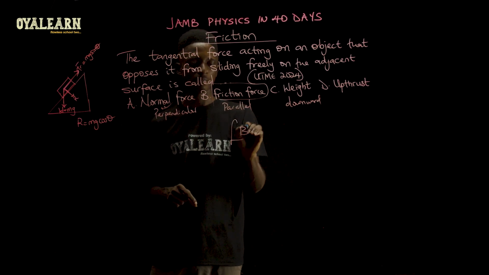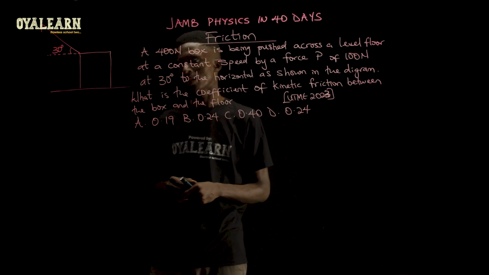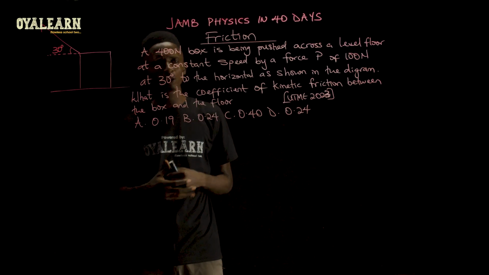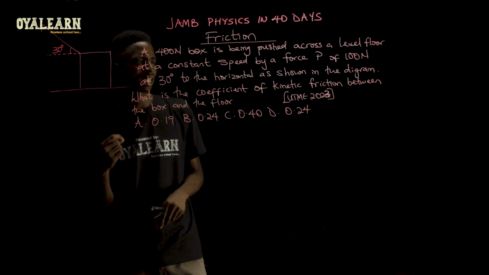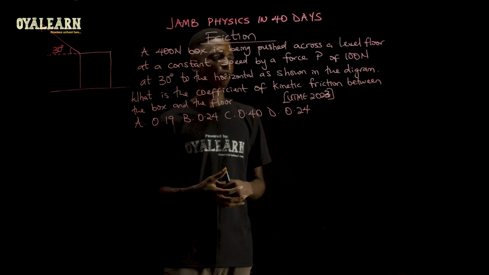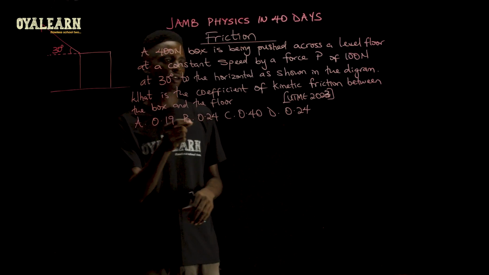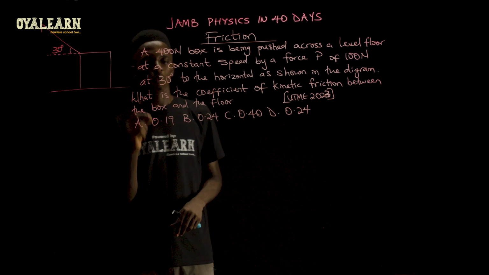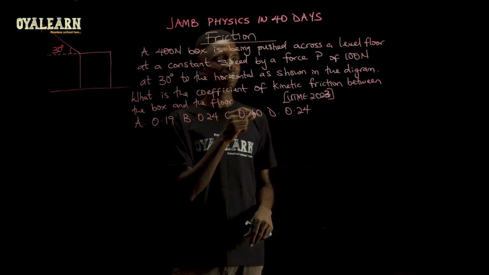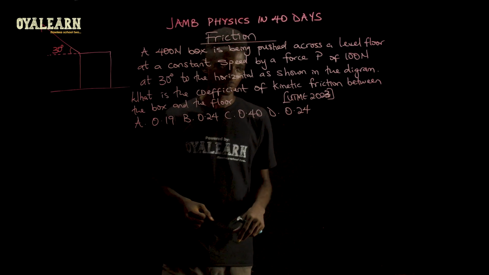So we go with B. This question from the 2023 UTME exam says, a 400 Newton box is being pushed across a level floor at a constant speed by a force P of 100 newtons at 30 degrees to the horizontal, as shown in the diagram. Now, what is the coefficient of kinetic friction between the box and the floor?